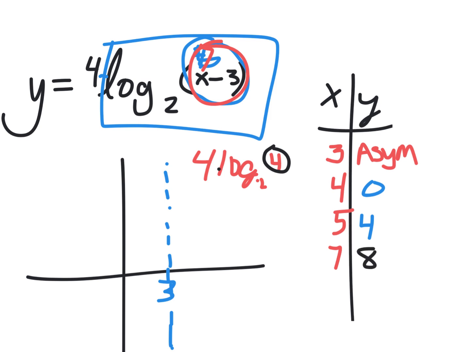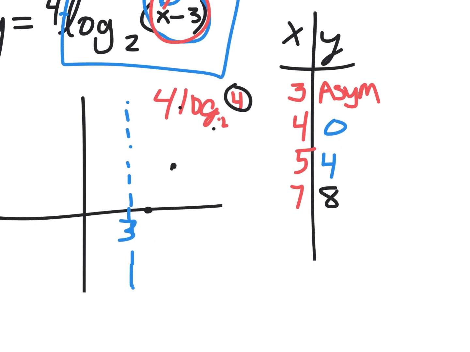So I go over 7 and up 8. I go over 5 and up 4. Over 4 and up 0. I got 3 dots, and I've got the asymptote. And there we go. Feel like you can do that?